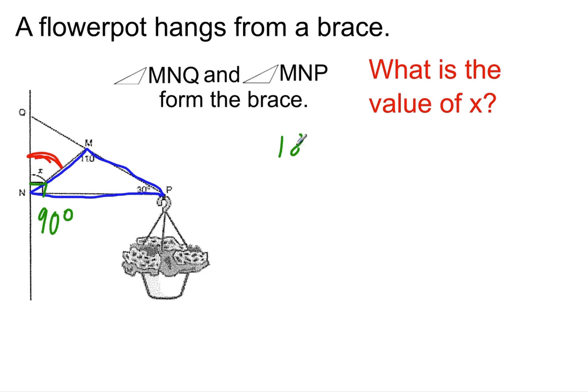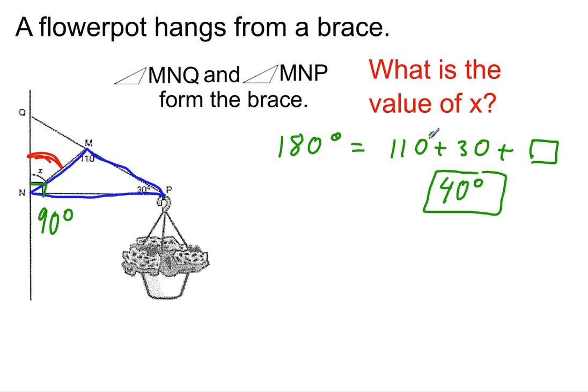Recall that any triangle adds up to 180 degrees. So we have 110 plus 30 plus something which is missing. So 140, so 40 degrees is the missing box. So given that 40 goes here and 90 is the total, X must be 50 degrees. Okay, next example.